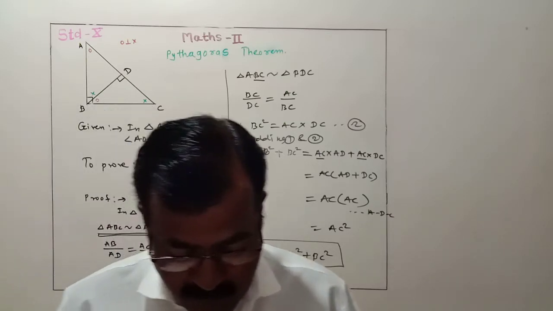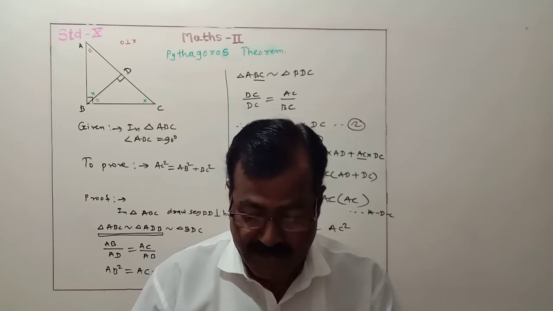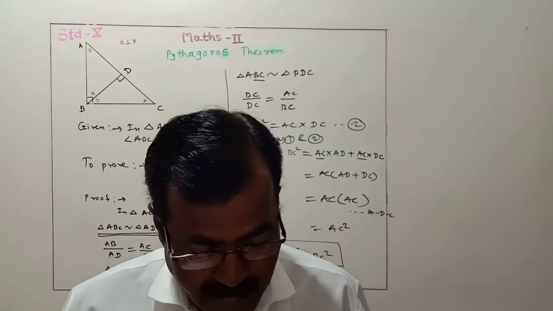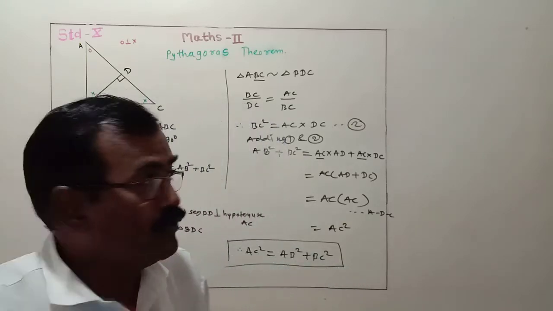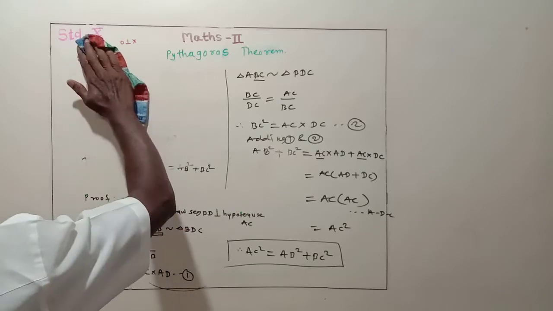For the converse of Pythagoras theorem, in a triangle, the square of one side is equal to the sum of the squares of the remaining two sides. For this converse, we take any triangle.